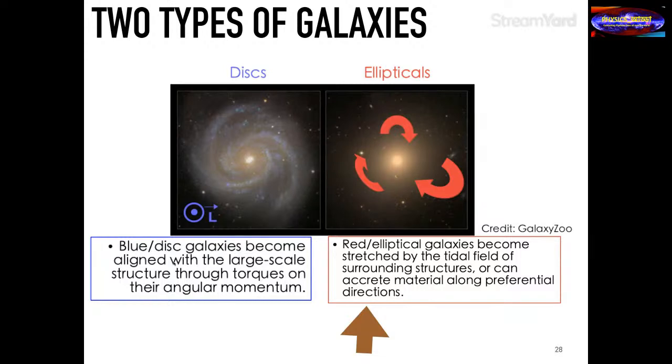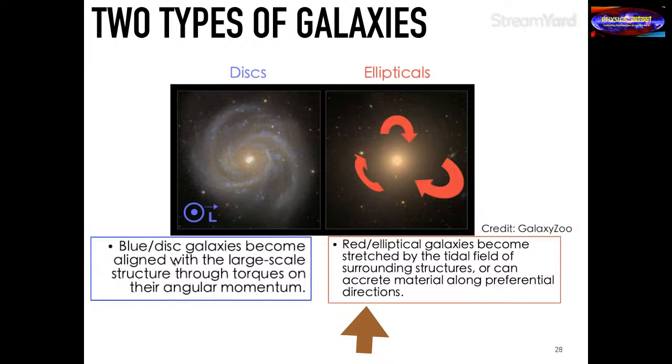The other thing that can happen to these galaxies is that they accrete other galaxies. So sometimes they merge with other galaxies. And they do so from preferential directions. It's more likely that they will merge in the direction where you see many galaxies than in a direction where you see very little matter. So this can also change the shape of these elliptical galaxies.